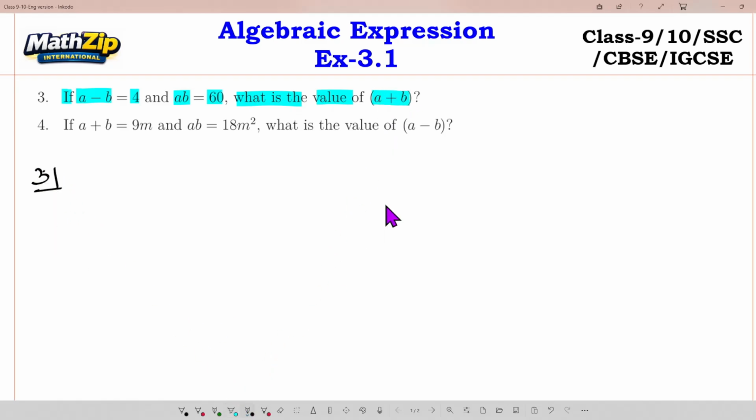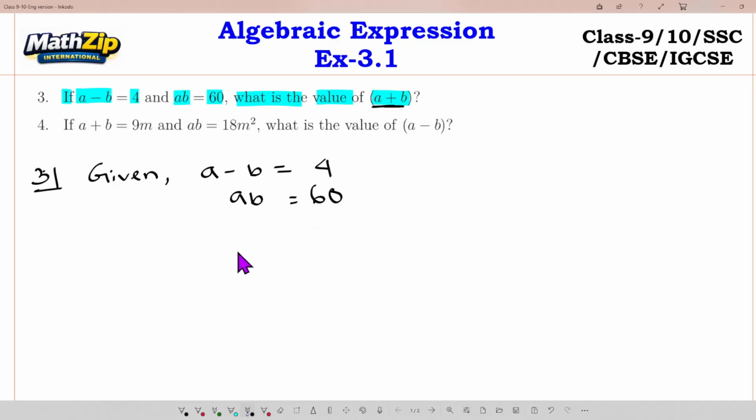Question 3. Look, a plus b has no rule, but we have to find out the value. But here it is given that a minus b equals 4 and ab equals 60. So in this case, what can we do?